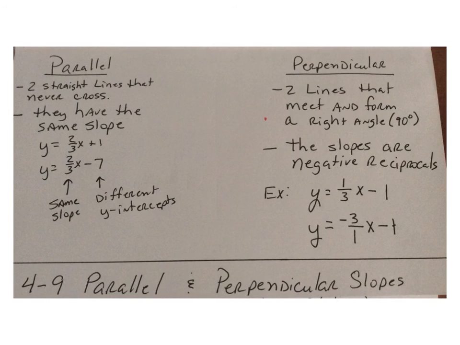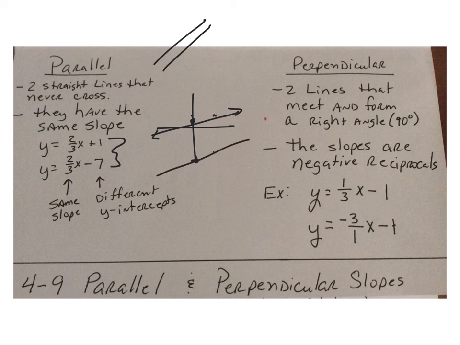Now, let's talk about parallel and perpendicular lines. Parallel lines, if you draw them, are going to have the same slope. So they're two straight lines that never cross. For instance, if I were to graph these two, they would never cross because they both have a slope of 2/3. On a graph, one would start at +1 and would go up 2, right 3. The second one would start down here at -7 and would go up 2, right 3. And so, therefore, they would have the same slope. They would never cross.